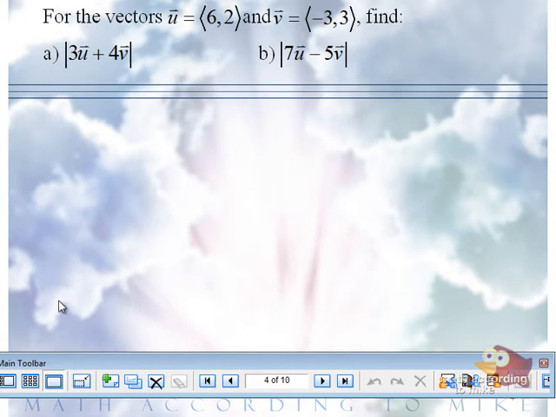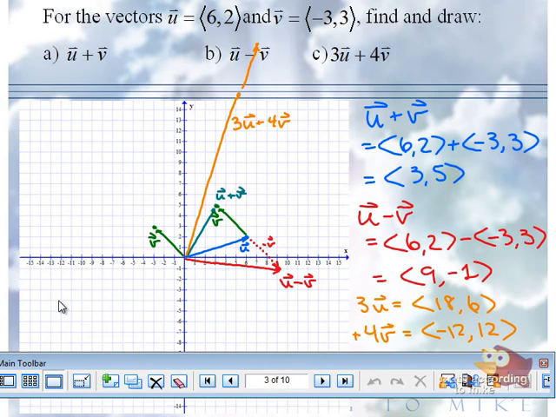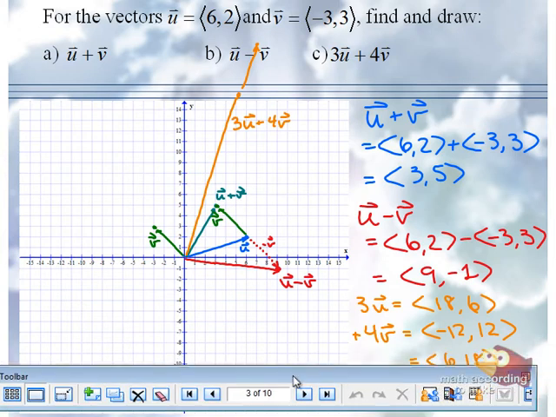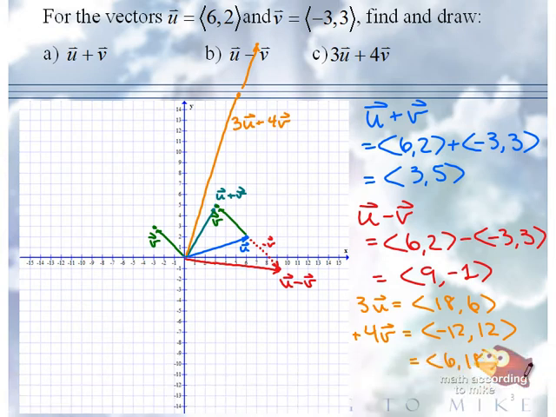So from the previous one, 3 vector u plus 4 vector v, we found down here to be 6, 18 in component form. Is that okay? So by finding the magnitude of 3 vector u plus 4 vector v, so in component form with 6, 18, how do we find the magnitude?